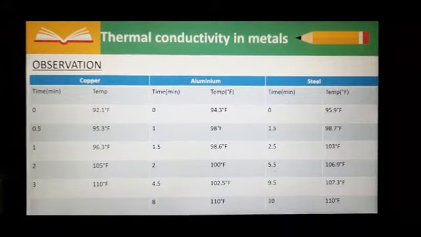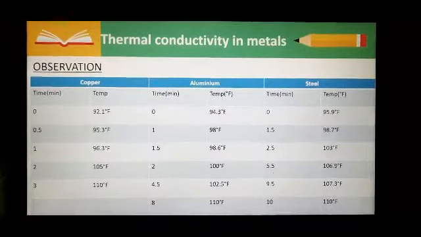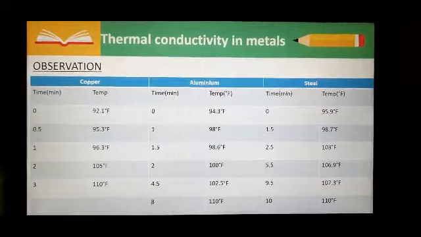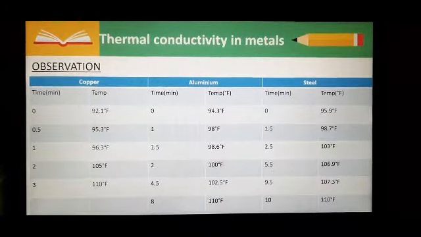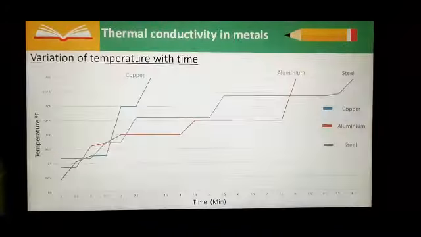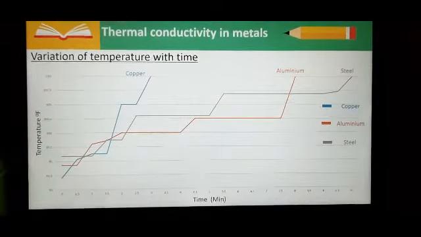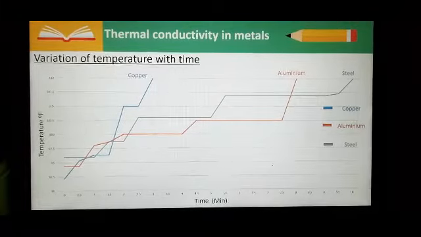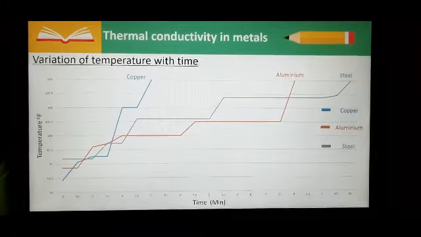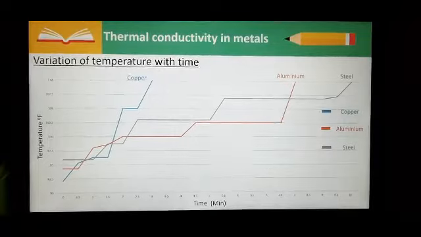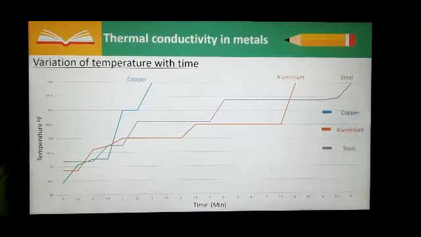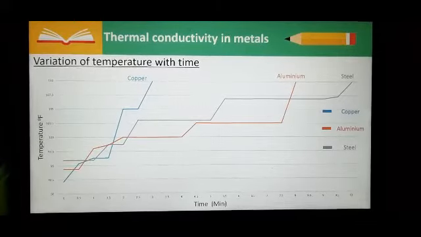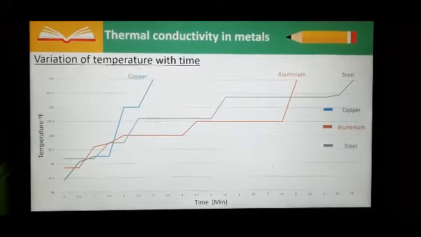After successful completion of the experiment, the data for copper, aluminium and steel was noted down. From the data collected, we plotted the graph with respect to time and temperature. In this graph, we can see that copper reached 110 degrees in 3 minutes, aluminium reached 110 degrees in 8 minutes and steel reached 110 degrees in 10 minutes.